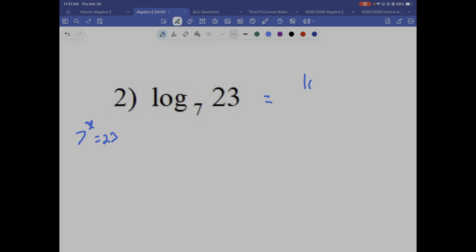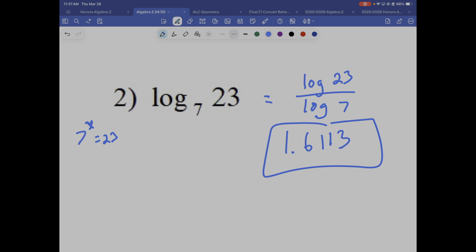So this is going to be the log of, what's on the top? 23 over the log of 7. Log 23 divided by log 7. It's more than that, 1.61, out to the fourth significant digit.